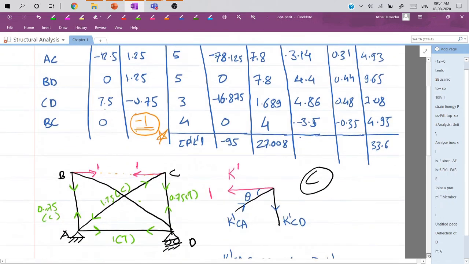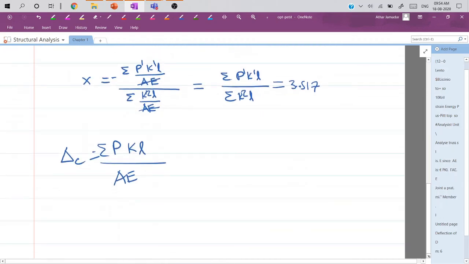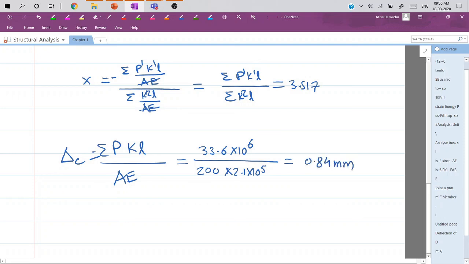And finally deflection at C is nothing but pkl divided by ae. So summation of pkl is 33.6 into 10 raised to 6 divided by a, for all the members is given as 2 centimeter square. So if you convert that in mm square, it is going to be 200, into e is 2.1 into 10 raised to 5, it is given. So if you calculate that, it is going to be 0.84 mm. Okay, so this is our final answer for deflection at point C.